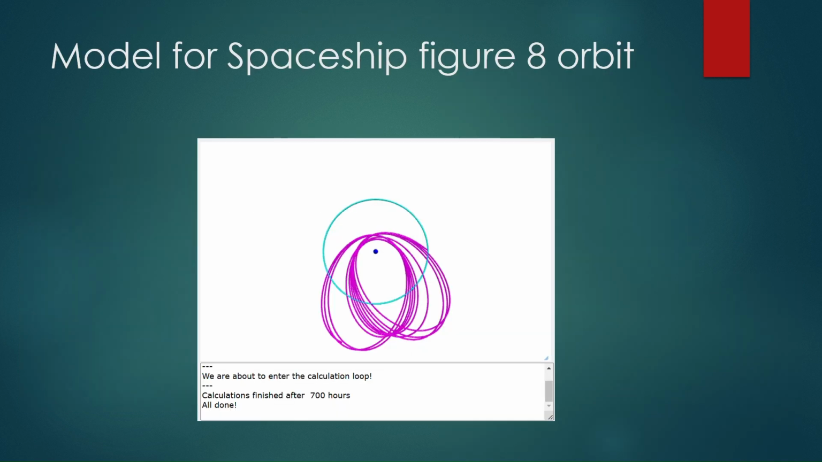Here's the figure-8 orbit. You can see that the purple here is the spaceship, or the magenta, and the blue is the orbit of the moon. And you can see it kind of does a figure-8 orbit. It's not perfect, but that's it right there. And the initial velocity was found by taking the square root of 2 times the gravitational constant times the mass divided by the radius of the moon.